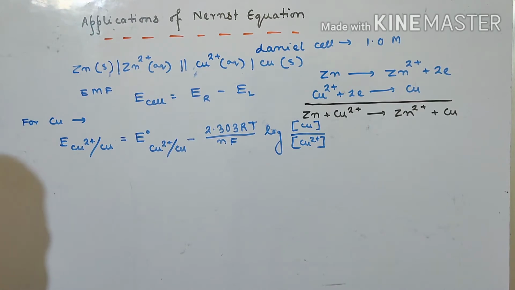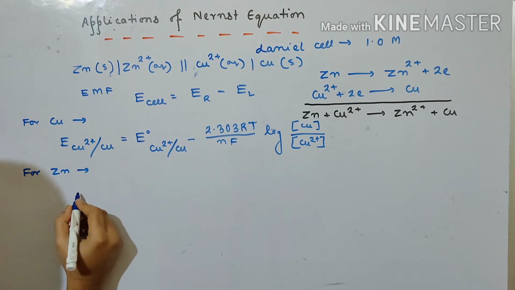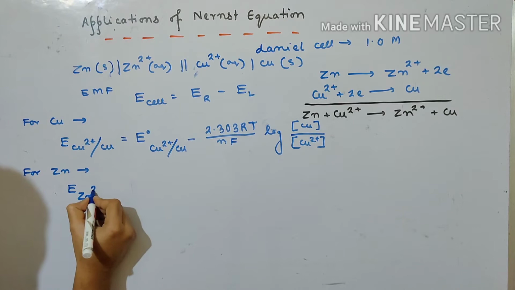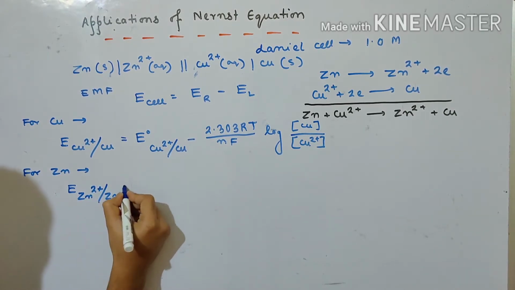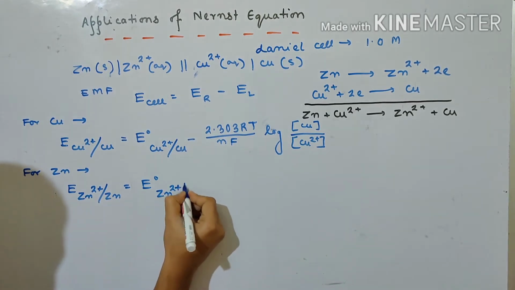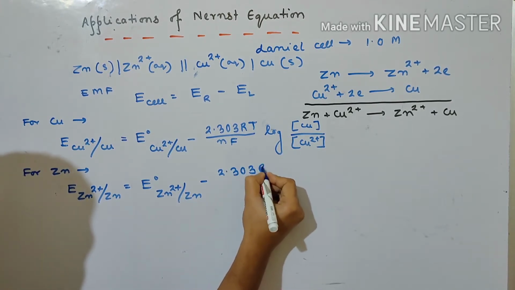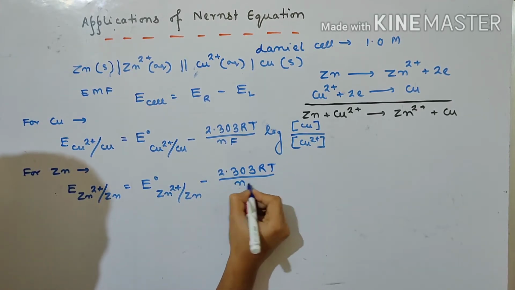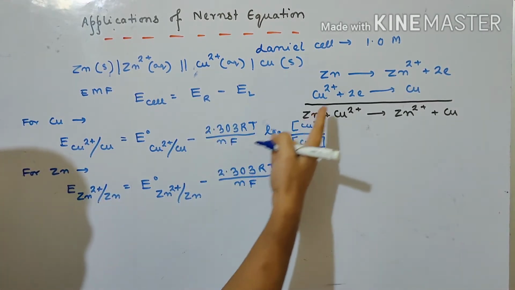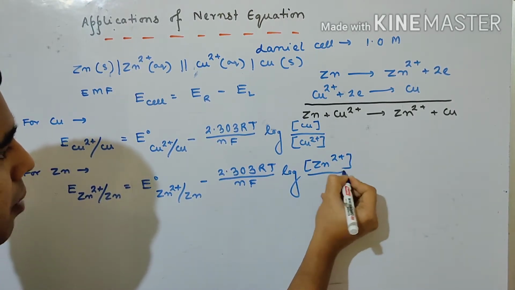Similarly, for zinc, we should be able to write that E of Zn2+/Zn should be E0 of Zn2+/Zn minus 2.303 RT by nF log of. But in case of Zn, Zn2+ should be here, right? Zn2+ by Zn.